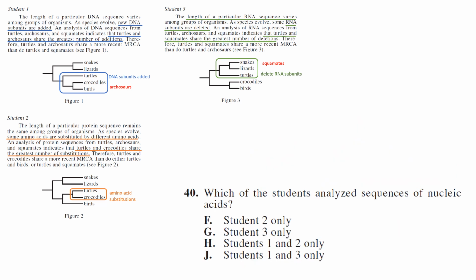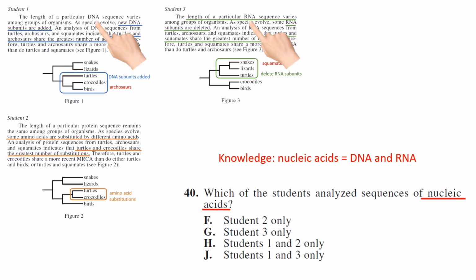And number 40, which of these students analyzed sequences of nucleic acids? So this is a bit of a knowledge question. Nucleic acids equals DNA and RNA. So which students analyzed DNA and RNA? Students 1 and student 3. You might be tempted to choose student 2 only because it has the word acids in it. So this is just a straight knowledge question. You know it or you don't. The answer is J.